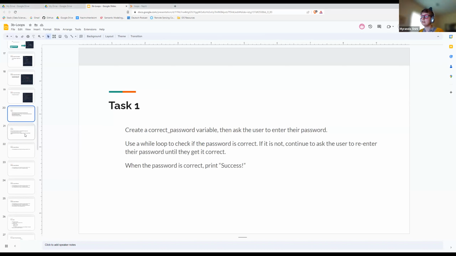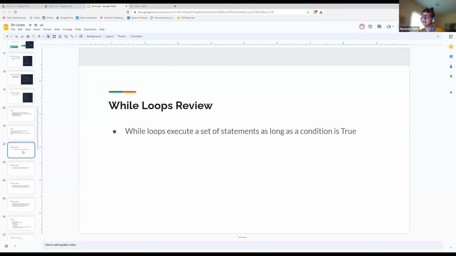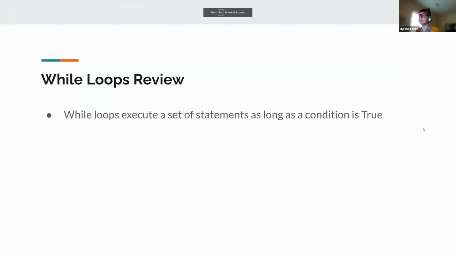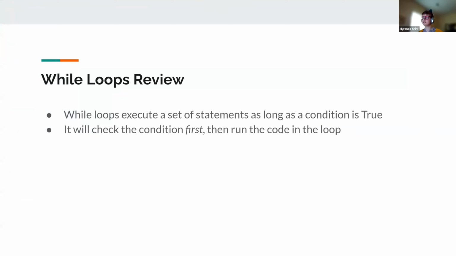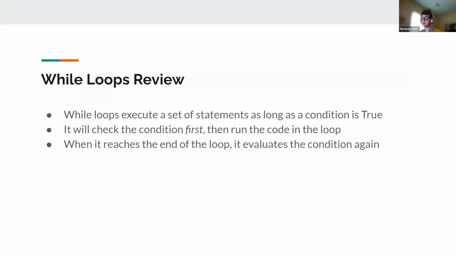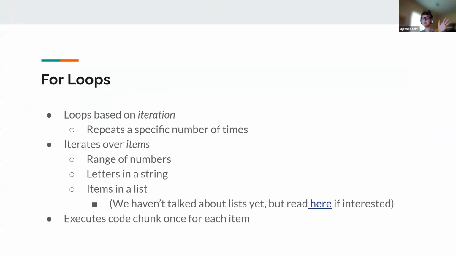Okay, so this is a while loop task. Just to review real quick, because we just went over this, we're going to continue. While loops execute a set of statements as long as a condition is true. It's going to evaluate that condition first, and then it's going to run the code. When it reaches the end of the loop, it's going to go right back up and evaluate that condition. And when that condition is false, the loop stops, it ends, and continues with the rest of the code.